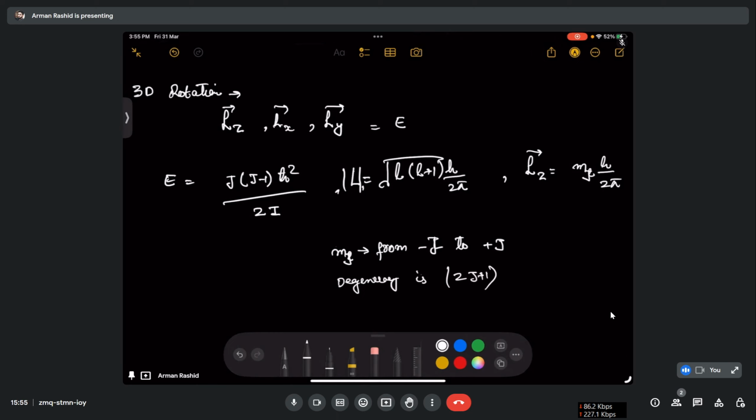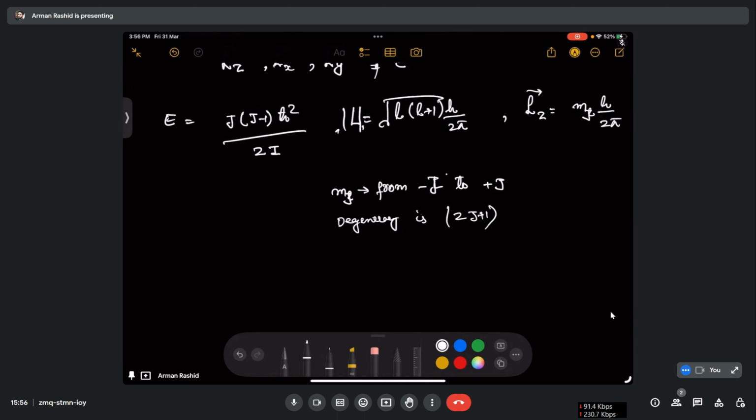So what I have shown you here is a two-dimensional planar rotor moving in the xy plane, and then a three-dimensional rotation. In three-dimensional rotation, we have angular momentum along three axes: Lx, Ly, and Lz. If we solve the quantum mechanical equations, we get the energy J(J+1)ħ squared by 2I, the magnitude of total angular momentum as the square root of L(L+1) h by 2π, and the angular momentum along the z axis as m h by 2π. Now this ml goes from minus j to plus j, therefore the degeneracy of the levels will be 2j plus 1. So as we go on increasing j, the degeneracy will increase.